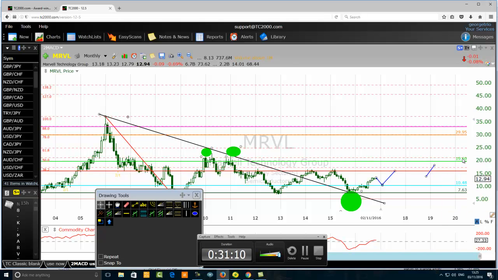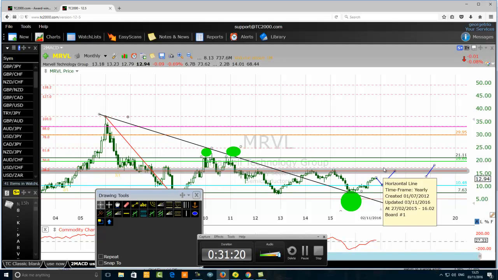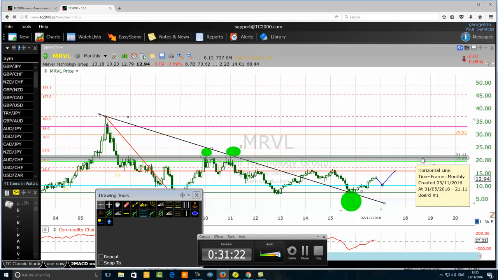Don't forget those key levels. In fact, I'll leave it there for myself also, so I do not forget. Those are resistance levels. So $16, $20, $21. Those are key levels.